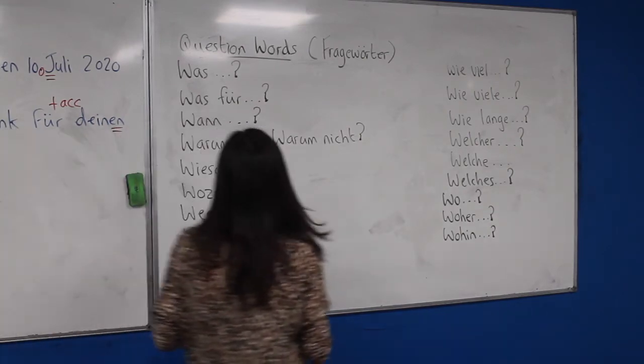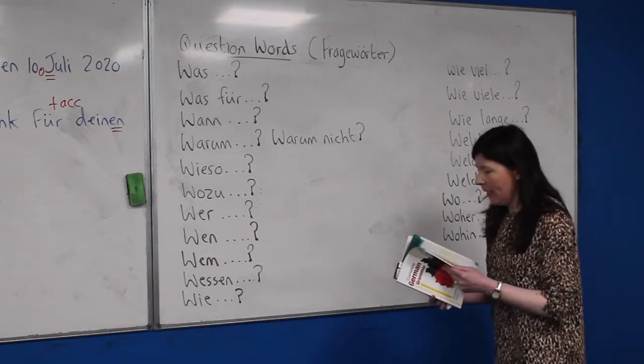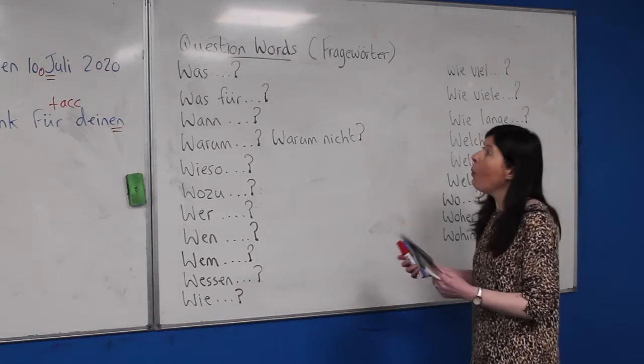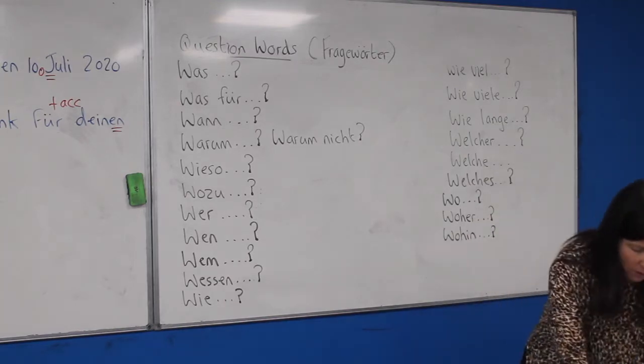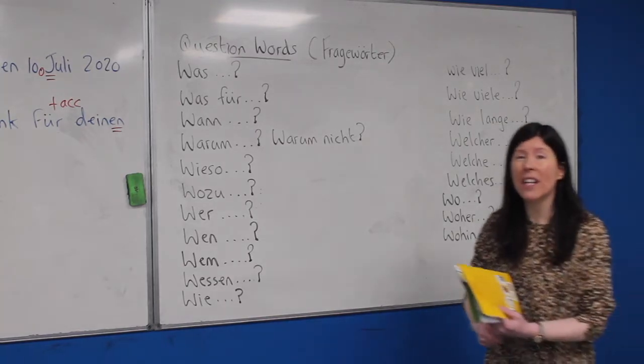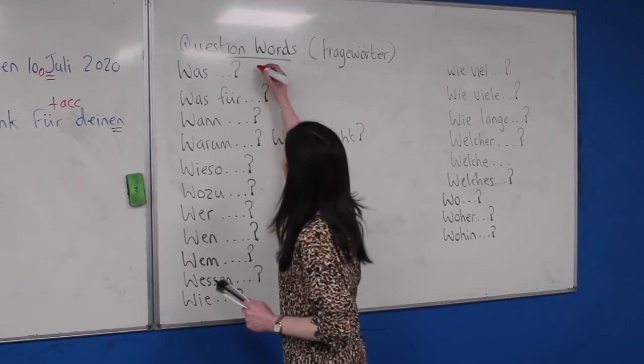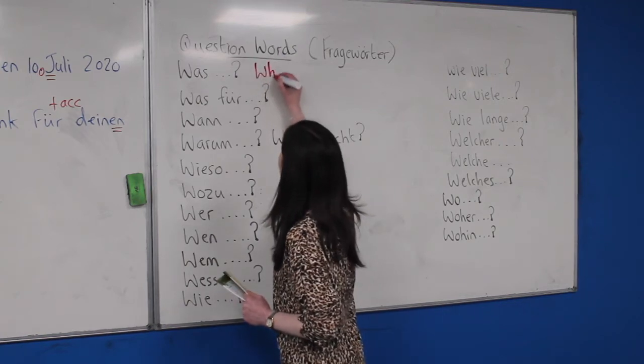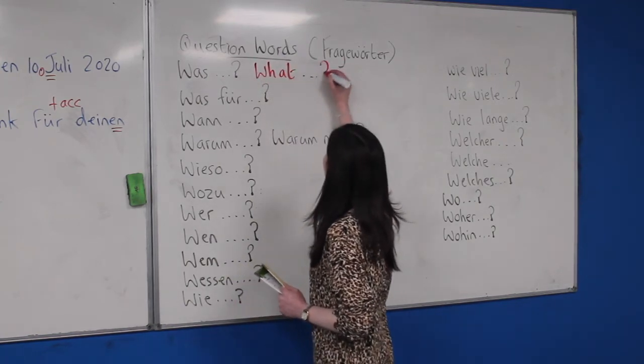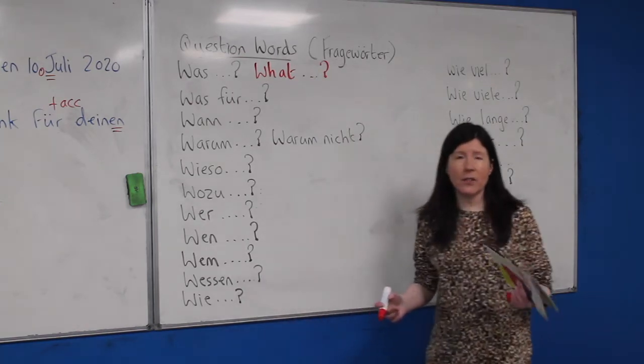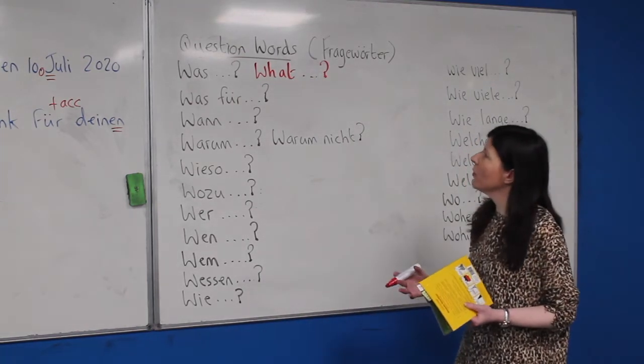So we start off with was. So was is the word for what. Okay, so was machst du gern in deiner Freizeit? That could be a question. So what do you like to do? So that's what. So what, was machst du gern in deiner Freizeit? What do you like to do in your free time?